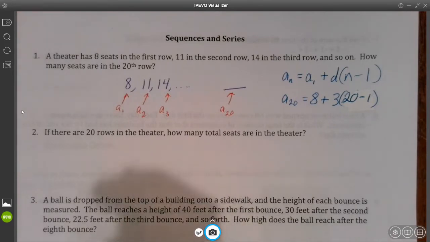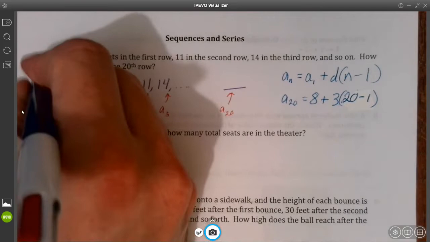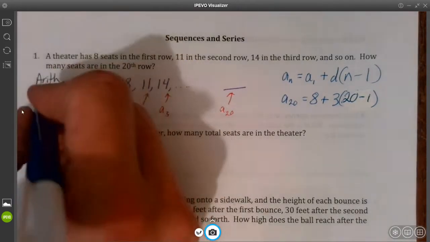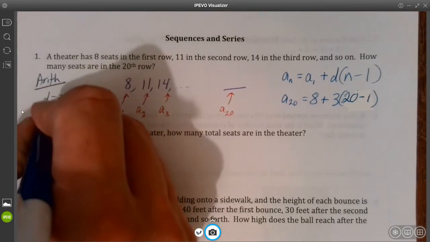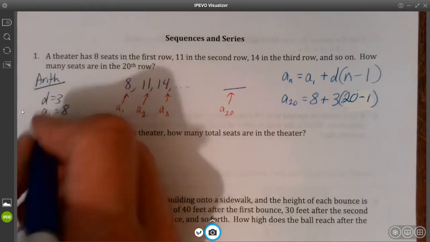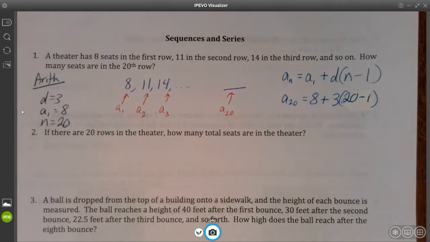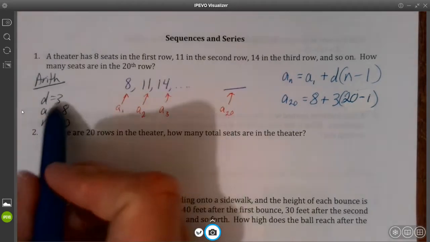What I also like to do, and it's already sort of implied in this problem, is that this is an arithmetic sequence, and it's arithmetic because we are adding 3 every time. So d was 3, and the first term is 8, and the number they were asking for is the 20th term. So there we go. That's it. That's fantastic. We have found everything we needed for the formula.